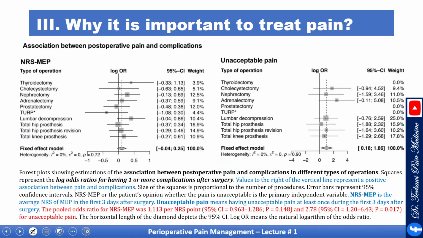Then they looked at pain with movement, and if the patient reported unacceptable pain. They looked at a variety of surgeries, as you see. Overall, when they pooled the result of whether having moderate and severe pain with movement will associate with complication, that didn't reach statistical significance here, as you see.